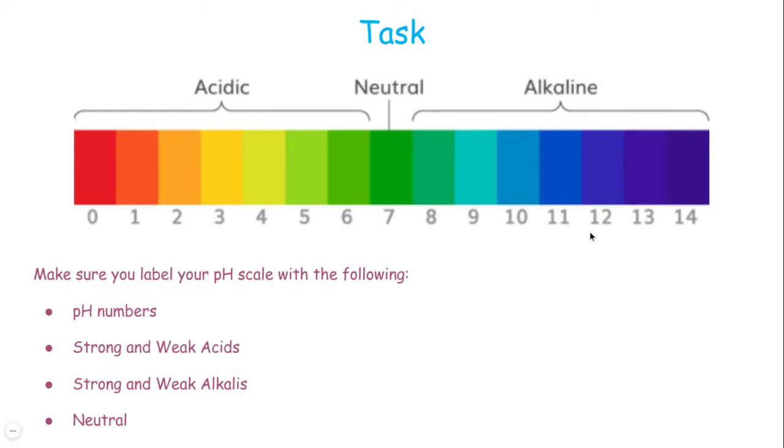So if you want to pause the video, just take a wee annotated note, copy down your pH scale, colour it in if you can, but the most important thing, you've got acids on the left, 0 to 6, alkalines on the right, 8 to 14, and we've got our neutral in the middle, okay? So green is neutral, red and orange is acid, and then blue, purple is alkaline, okay? And the stronger, more intense the colour, that means the stronger, more intense the substance, so either alkaline or acids.